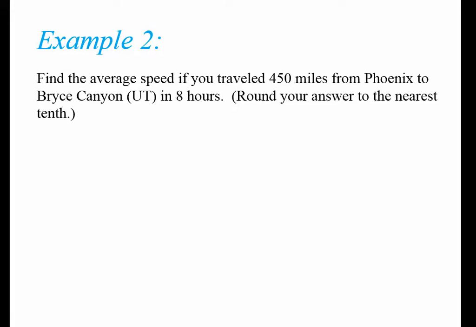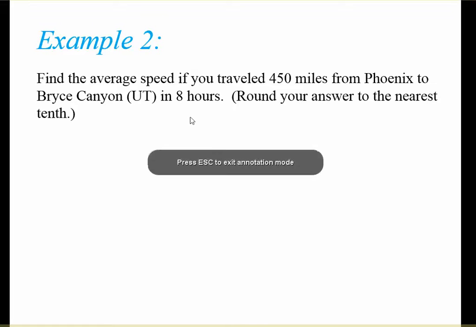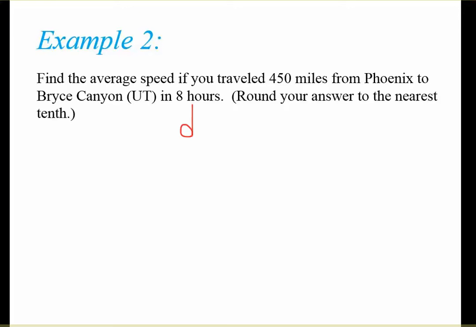This is another D equals RT problem. Distance equals rate times time. But this one I think will be missing a different variable. So we know, let's see, the average speed if you traveled 450 miles from Phoenix to Bryce Canyon.